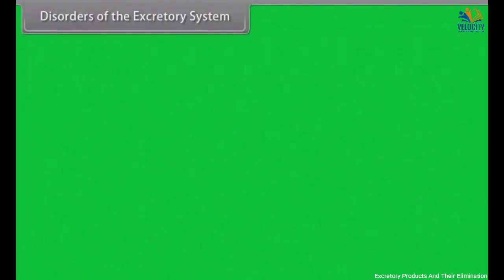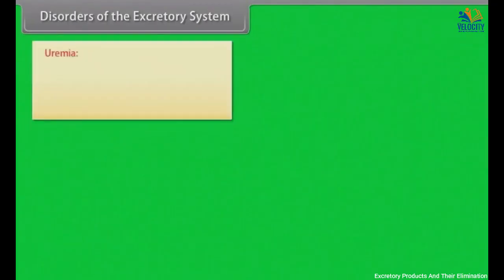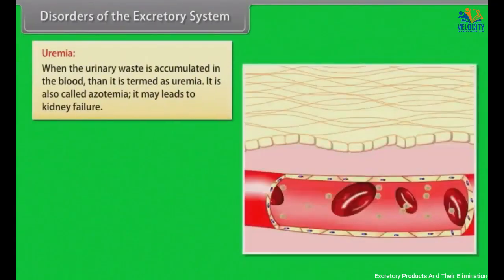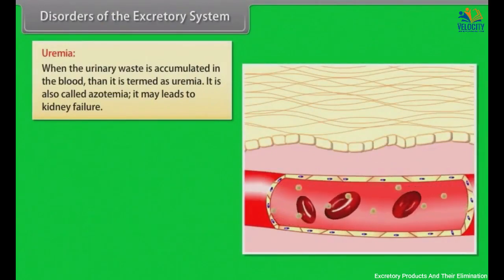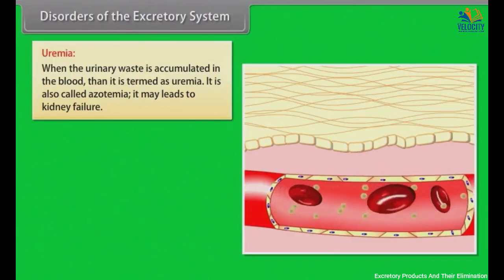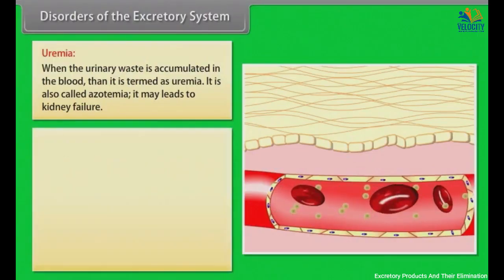Disorders of the excretory system. Uremia. When urinary waste is accumulated in the blood, it is termed uremia. It is also called azotemia. It may lead to kidney failure. Kidney transplant and hemodialysis are the cure for uremia.